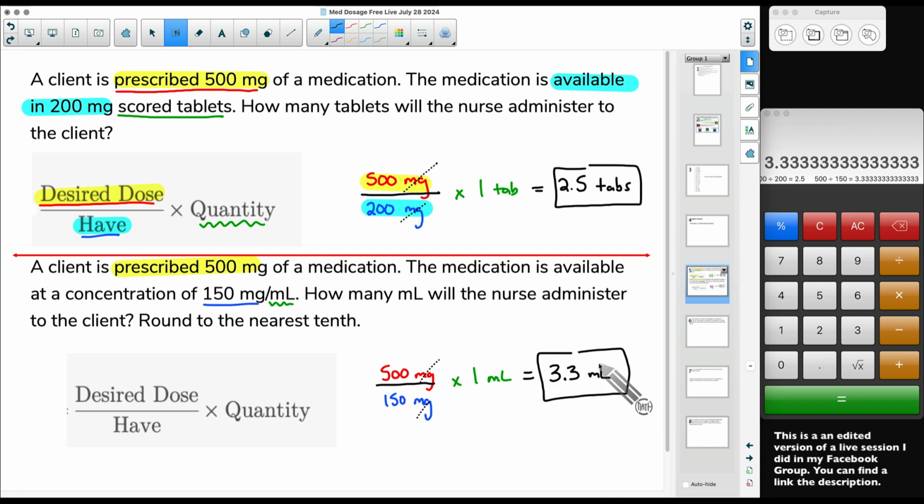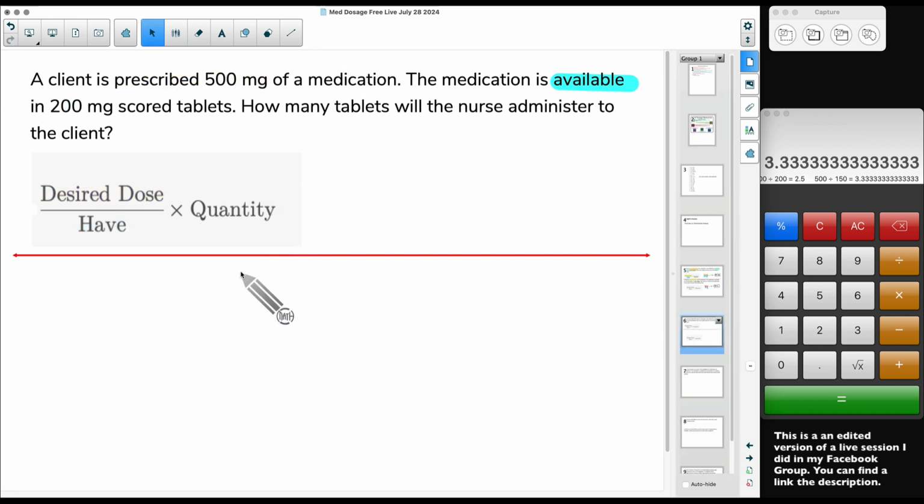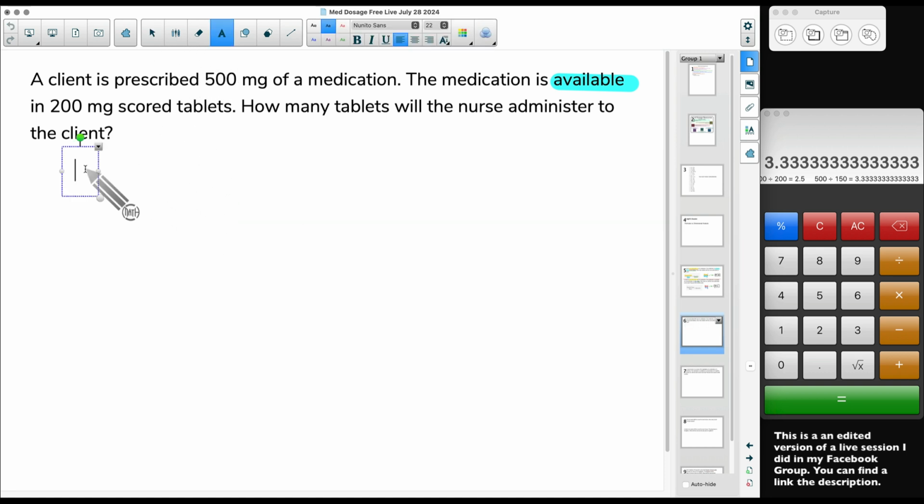3.3 milliliters. Now, let me show you, before I move on, and give you all an example where desired over have does not work. So let me show you dimensional analysis. The formula's great here. I ain't gonna lie. The formula's fine. But if we wanted to do dimensional analysis, so what about DA? And that means dimensional analysis.